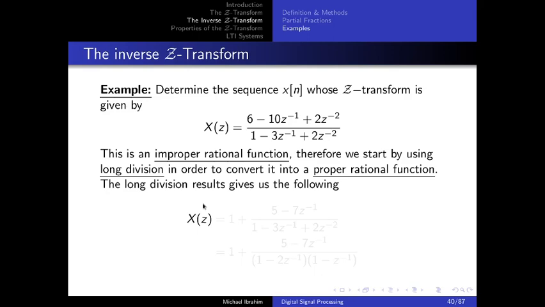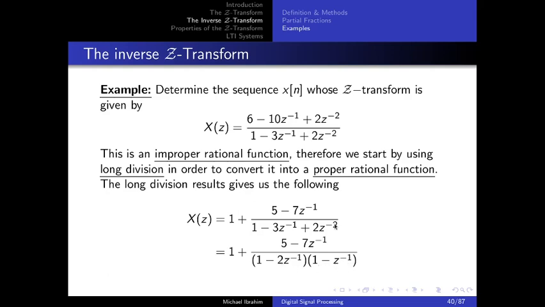Doing the long division, we have done it in the previous lecture, and we will get this kind of term, 1 plus a rational function, and this rational function is now proper. The order of the numerator is 1, the order of the denominator is 2, so it's a proper rational function. So in order to do the partial fraction, we need to factorize the denominator, and here it can be done easily or use your calculator, it's up to you. So it's 1 minus 2z to the minus 1, 1 minus z to the minus 1.